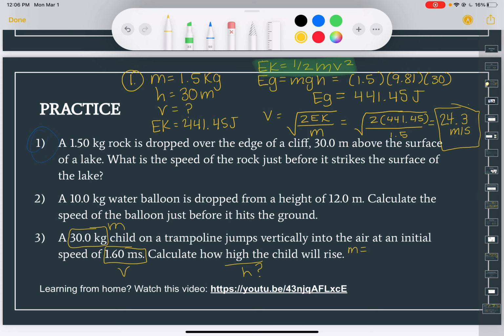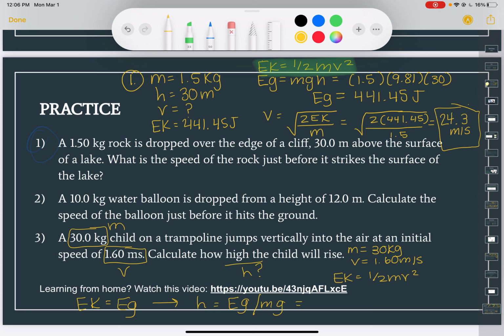So I'm just gonna write that stuff down. We got 30 kg child. We've got a velocity of 1.60. We're gonna use the formula EK is equal to 1/2 mv squared so that we can calculate our EK. And then in doing that, we'll take EK is equal to EG. Plug that EG in, whatever we figured out, and use the formula H is equal to EG divided by mg. And then we'll get our answer.